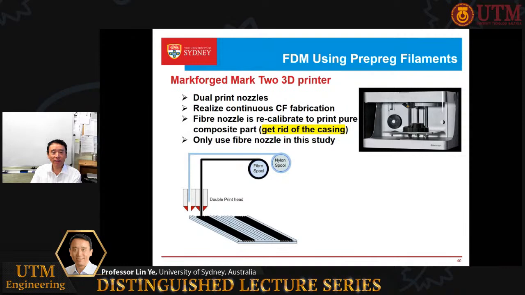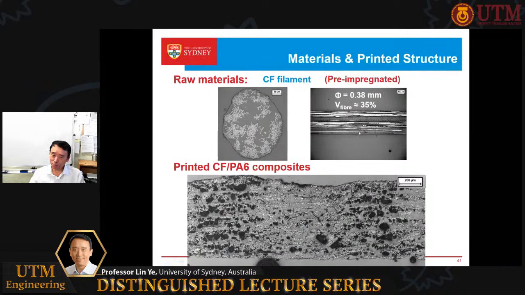You have to engineer it a little bit. So then you use a technique to print just a fiber reinforced composite. So the feed material now already has a pre-impregnated fiber. You can see the individual carbon fibers here. This is a cross section. This is along the filament direction. This indicates roughly the diameter of the filament. The volume fraction inside the filament is about 35%.